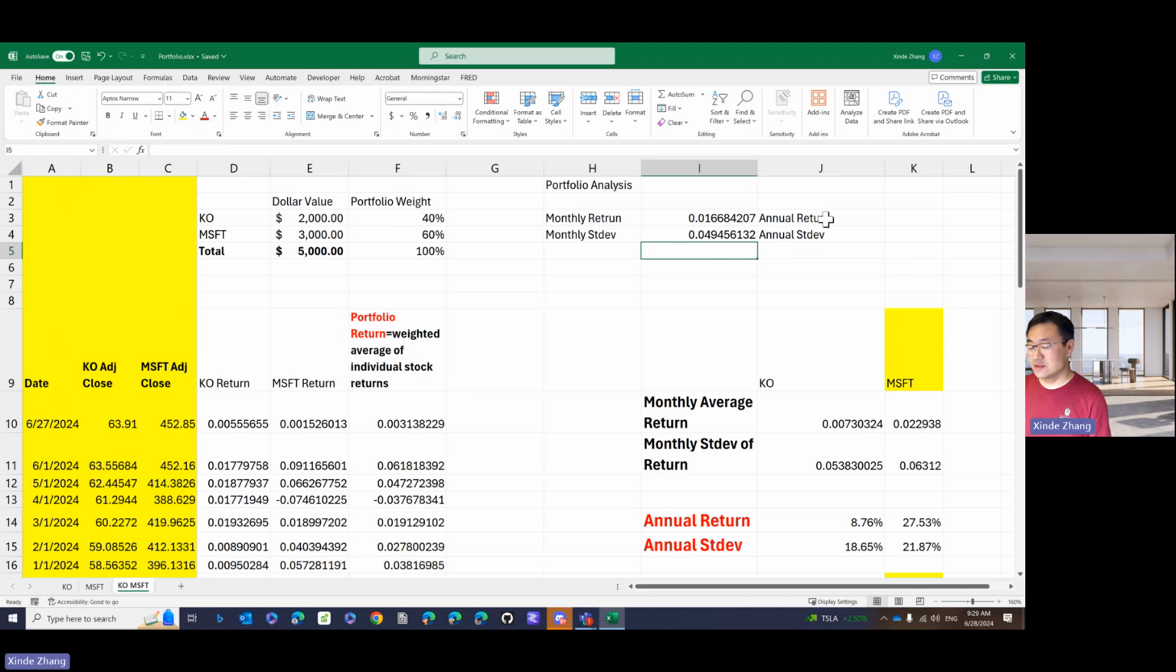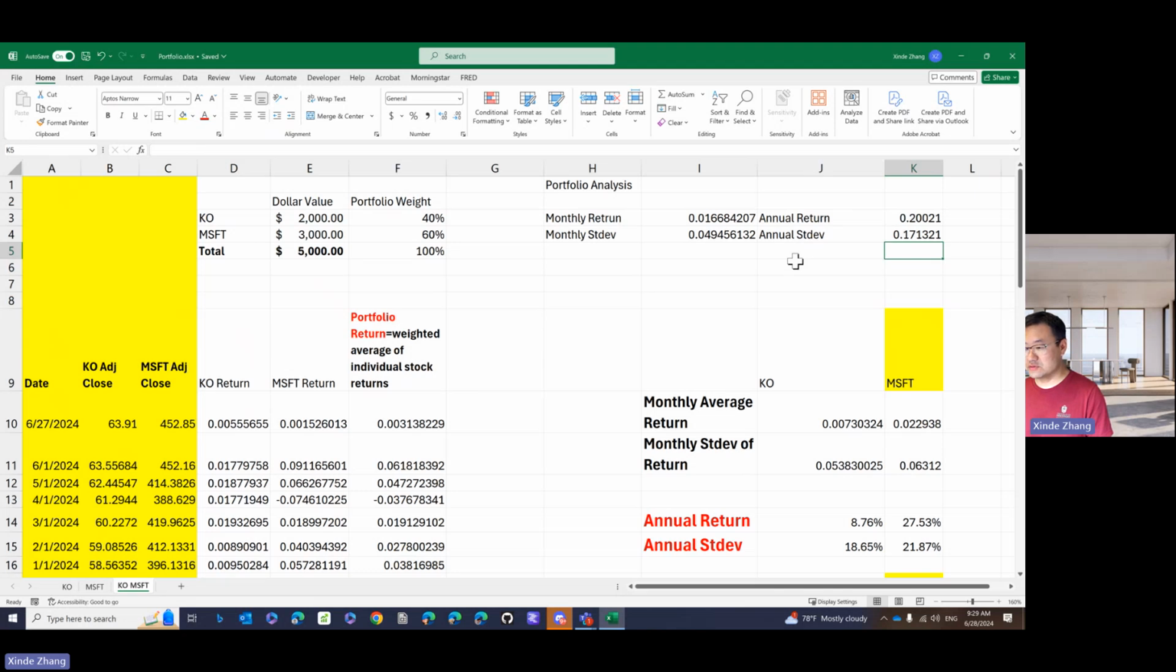Okay. And for the annual, we already had the formula before. So for the return, that's going to be the monthly return times 12, so that we're going from months to annual. For the standard deviation, that's going to be monthly standard deviation times the square root of 12 to get the annual standard deviation.